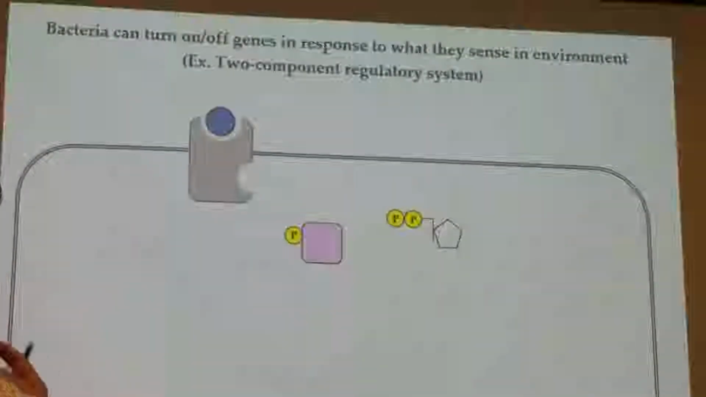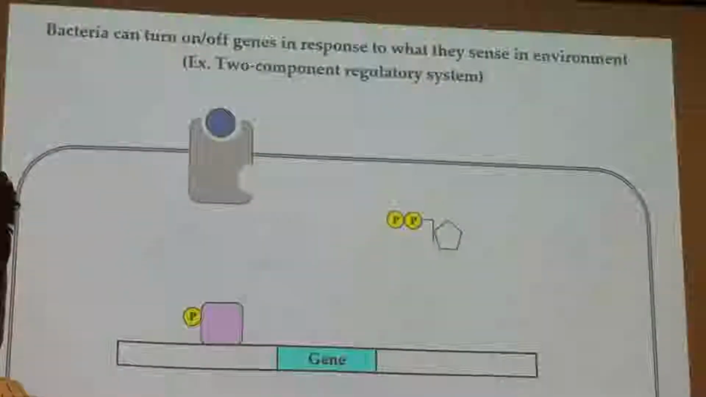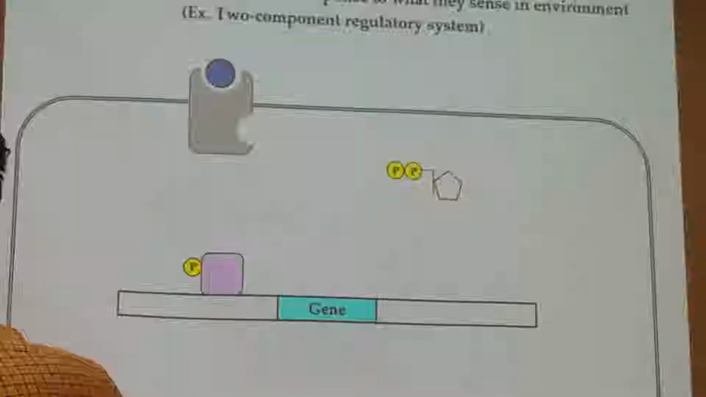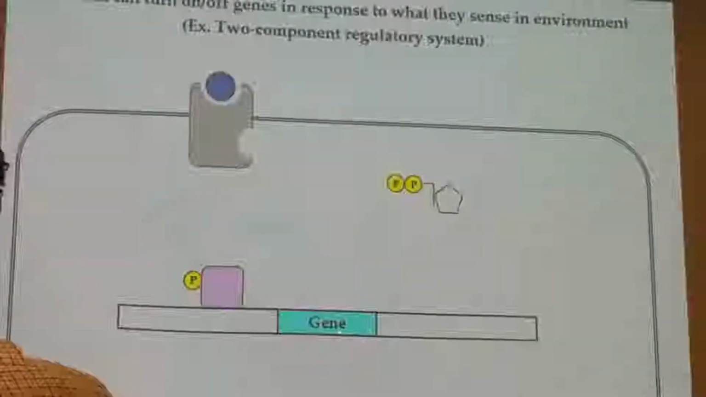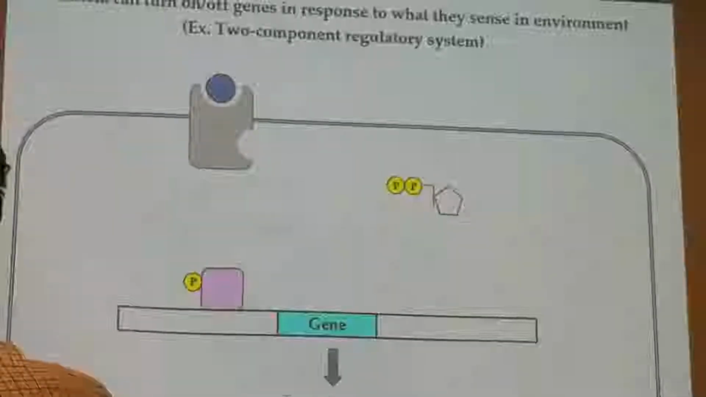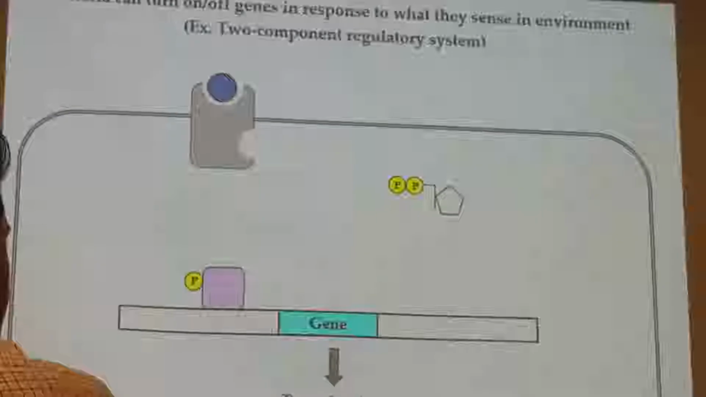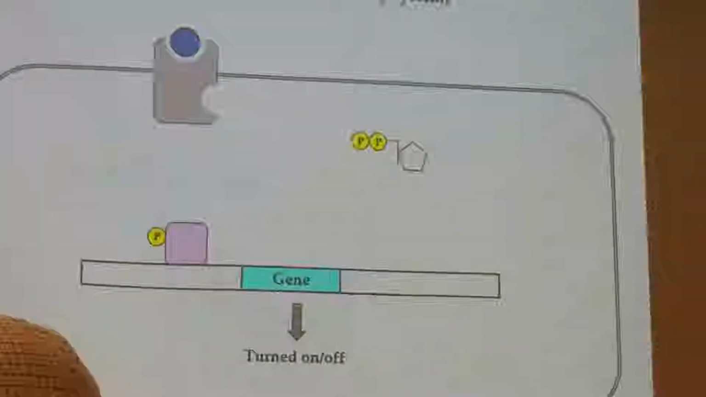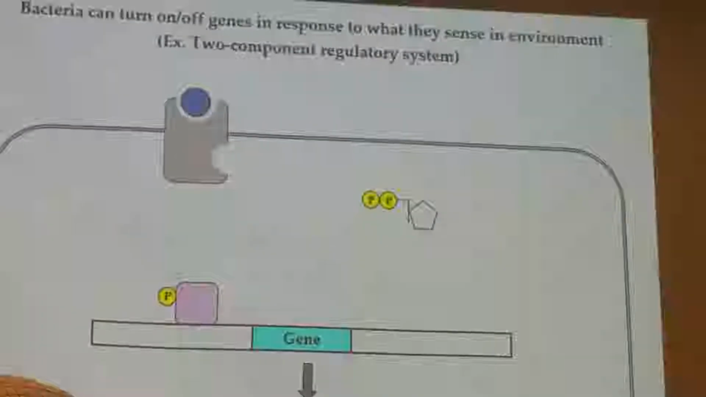What it can do when it's in its active form is attach to a piece of DNA just upstream of a gene, and depending on what kind of response regulator that is, that can either turn that gene on or turn that gene off. But it regulates what that gene does. So this is just another system that bacteria have for turning on and off genes.